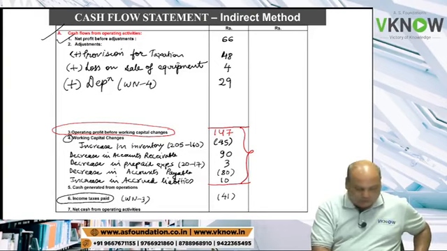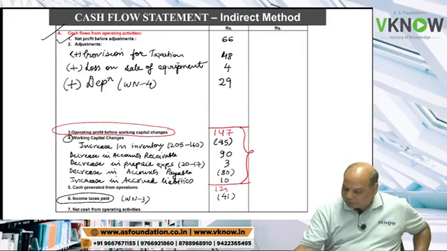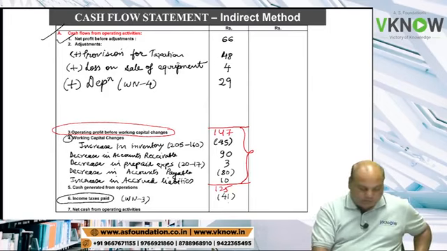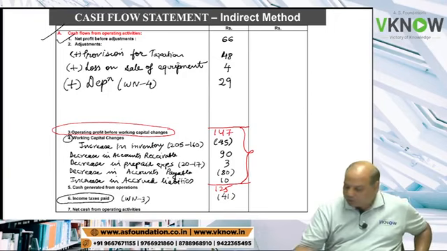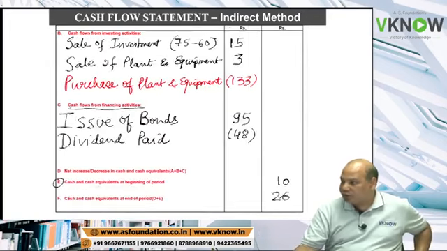Nobody wants to reply. Everybody wants me to solve. Okay, so that is 125, and 125 minus 41 is 84. First point, cash flow from operating activity, we got 84. Tanya is right.